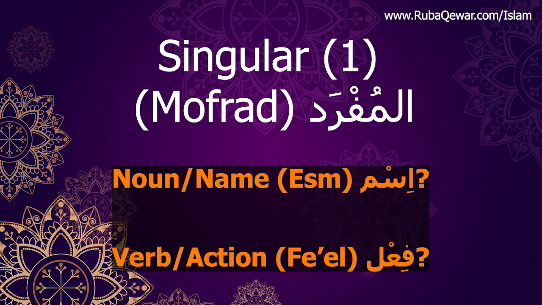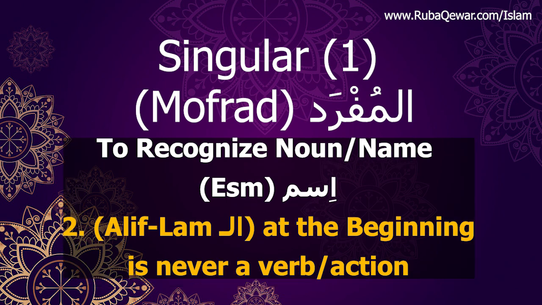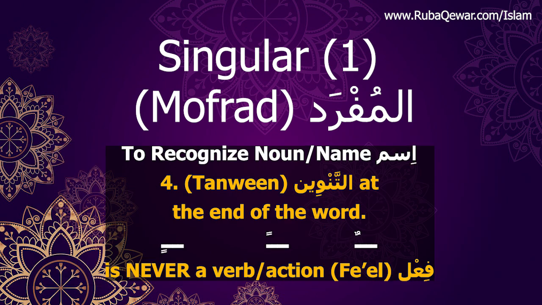Now, how do you know if it's a mufrad ism or mufrad fi'l? The القاعدة الأجرومية showed us some ways to actually recognize the ism from the fi'l. Okay, the way to recognize it is if you see alif lam at the beginning, that's an ism. You know that because alif lam will never take a verb. Like when I say at-tawila, al-kursi, al-computer, al-walad, al-bint, so on. Now, if there is a tanween at the end, that's ism. Tanween will never be with a fi'l. Will never be with a verb.